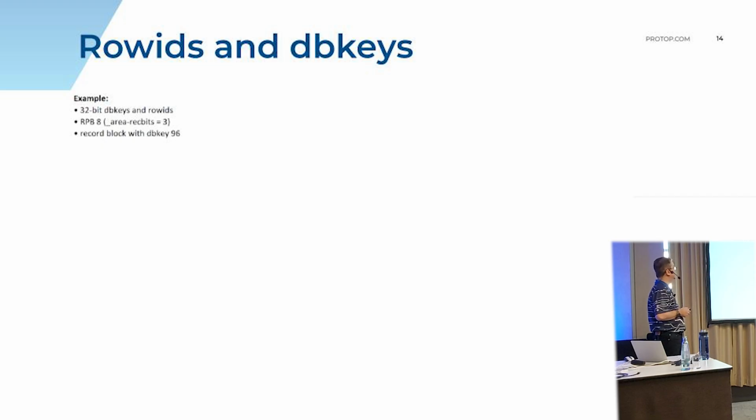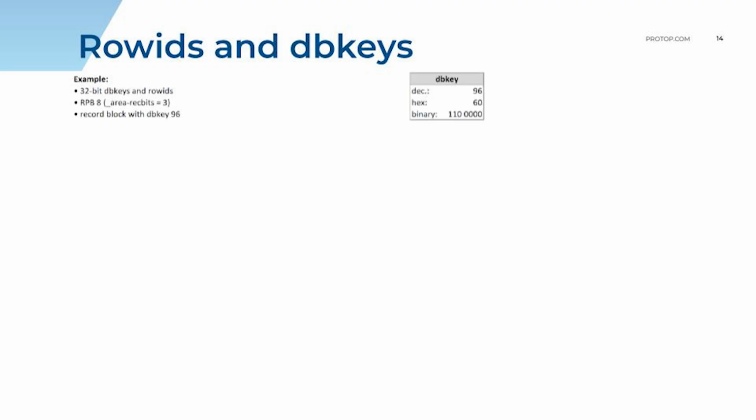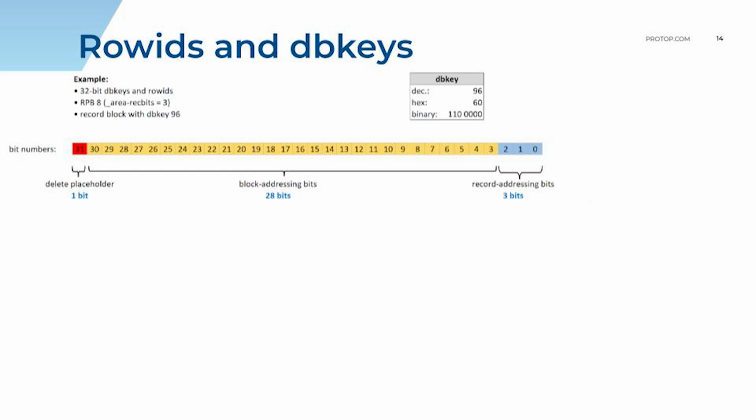In this example, we're going to look at an area with RPB 8, that is, area rec bits is 3, 2 to the 3 is 8. And I'm going to use 32-bit addresses just because they fit on a slide better, but it's conceptually the same with 64-bit addresses. We're going to look at a record block with a DB key of 96. If we convert that 96 to binary, it looks like this, a 1, 1 followed by 5 zeros. So here's a list of bits in order, and this is basically what the layout of every address in this area is going to look like.